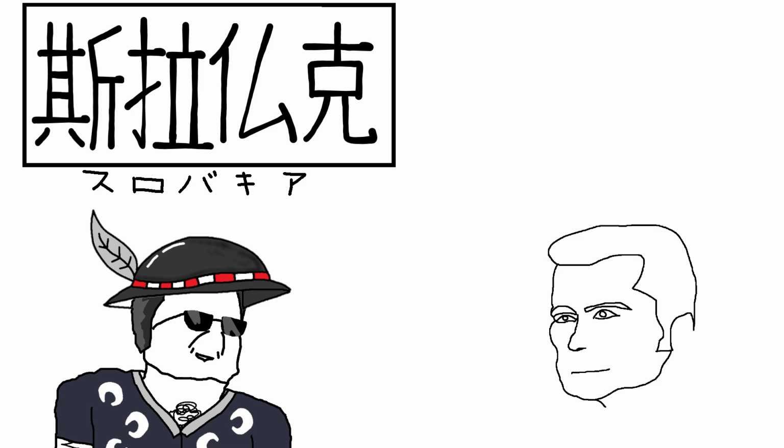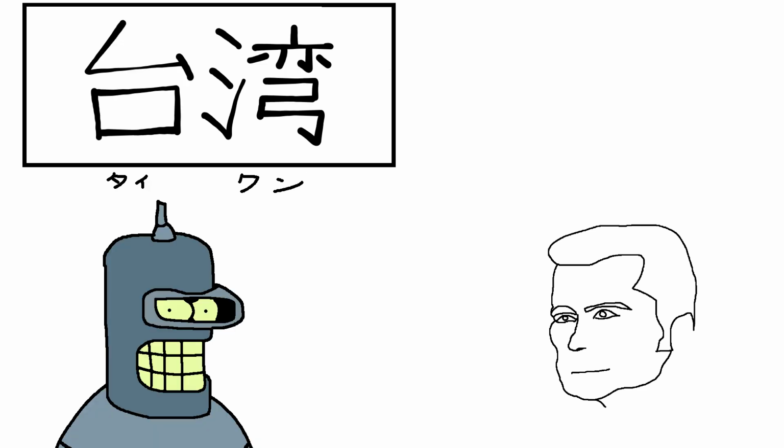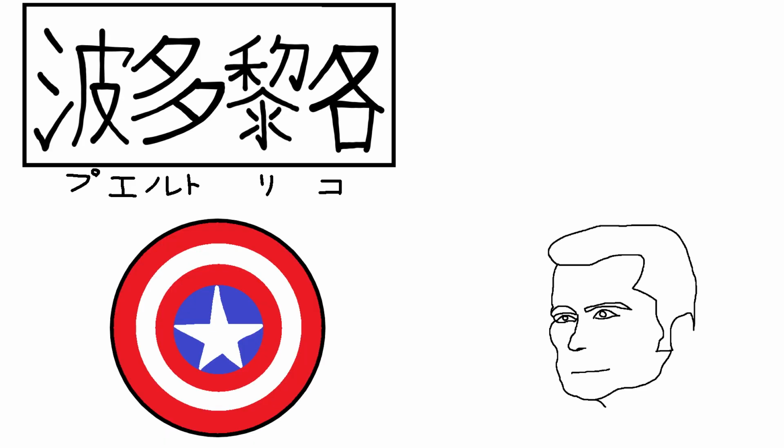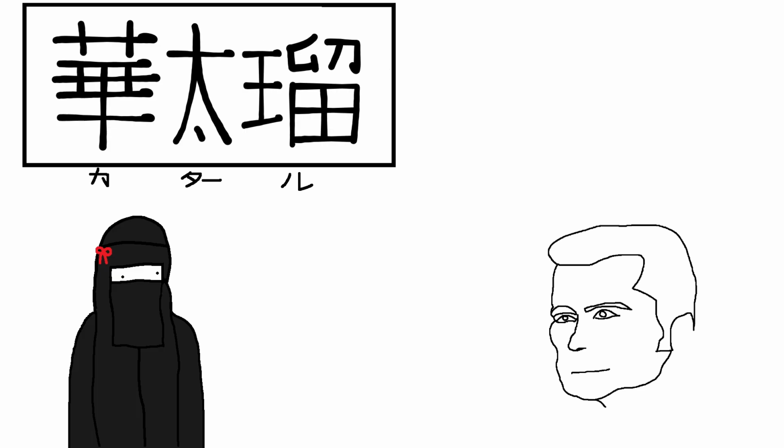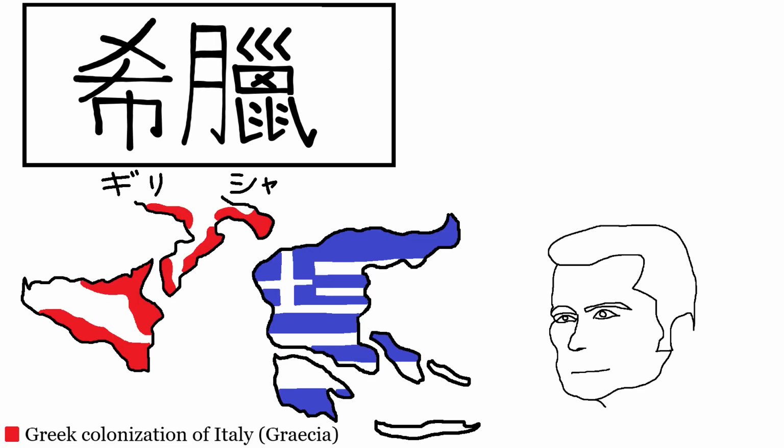I would have never guessed this is Slovakia because nothing indicates this is Slovakia. Taiwan is written like this, Taiwan. Everything about this indicates this is Taiwan, unlike Slovakia. Puerto Rico is written like this, Puerto Rico. Okay, I admit this would make for a cool tattoo. Qatar is written like this, Qatar. Who in Qatar is watching my videos? Please send me money. Greece is written like this.